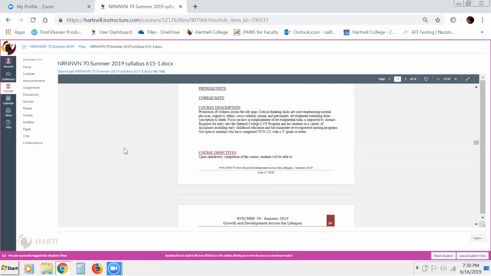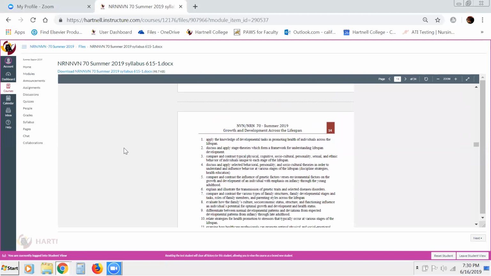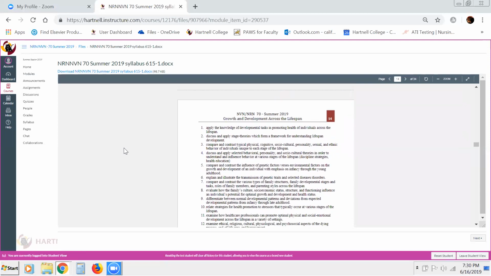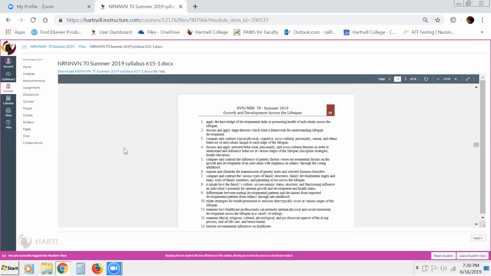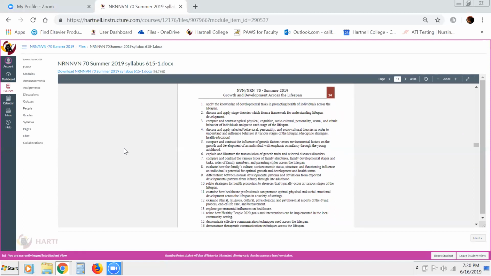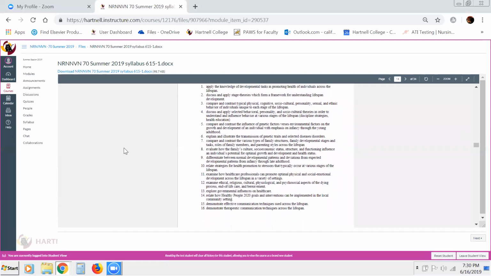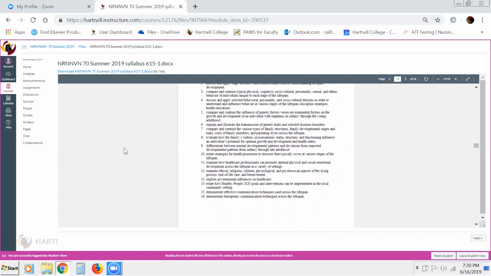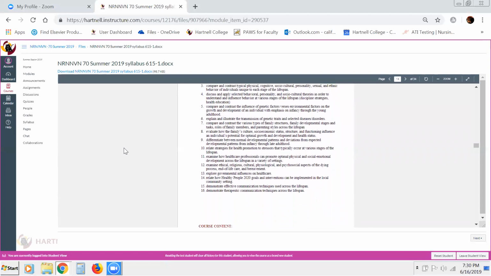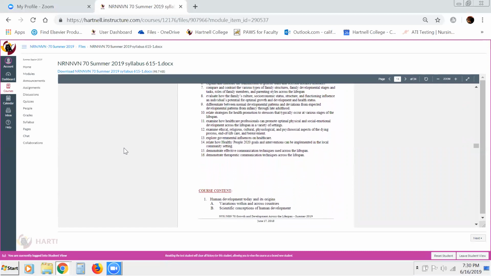And then the objectives, things that you'll be able to do. You can read these on your own, but basically: understand promoting health of individuals across the lifespan, learning about communication, looking at different genetic versus environmental factors, how to communicate in the family, how to deal with stress, how we as healthcare professionals can promote optimal physical and socio-emotional development, therapeutic communication, those types of things.